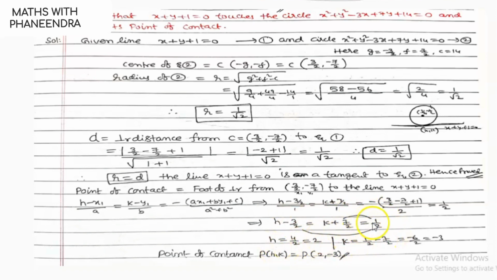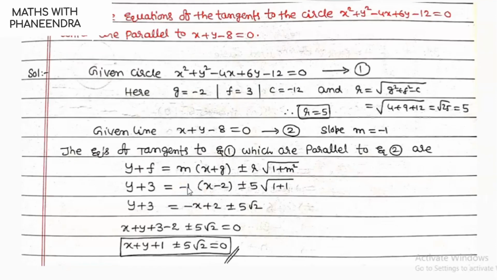Equating these two and equating these two, we will get the values of h, k. H is equal to 1 by 2 minus of minus 3 by 2, plus 3 by 2. 1 by 2 plus 3 by 2 is 4 by 2. Therefore h is equal to 2. K equal to 1 by 2 minus 7 by 2, that is minus 6 by 2, minus 6 by 2 means minus 3. So h is equal to 2, k is equal to minus 3. Therefore the point of contact P(h, k) equals P(2, minus 3). This is the way we have to do the sums when they ask to show the line touches the circle and find the point of contact. We'll move to the next question.